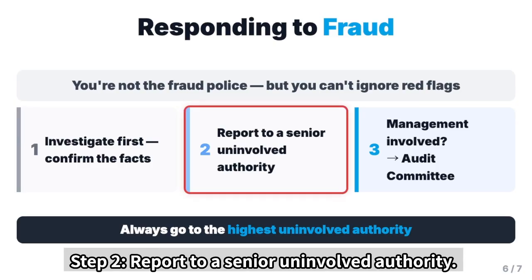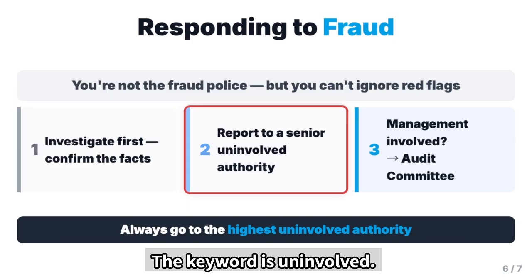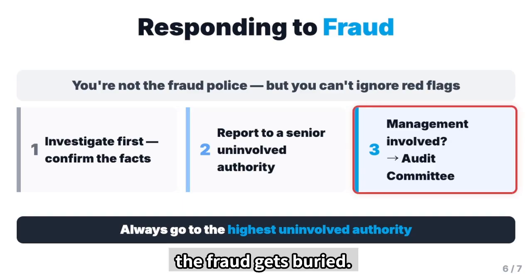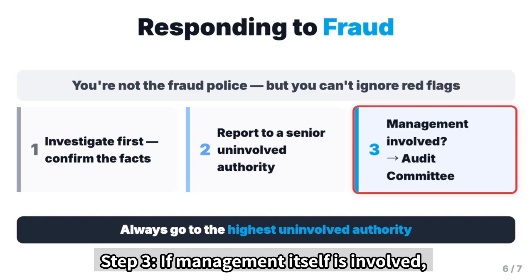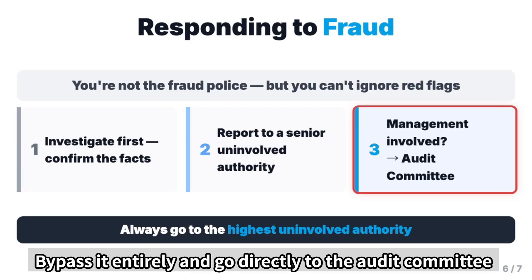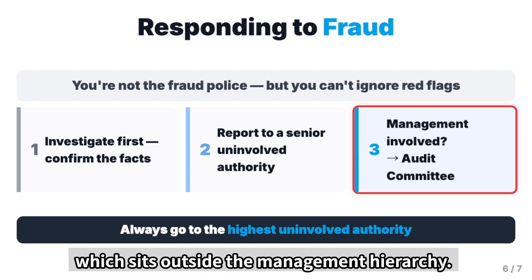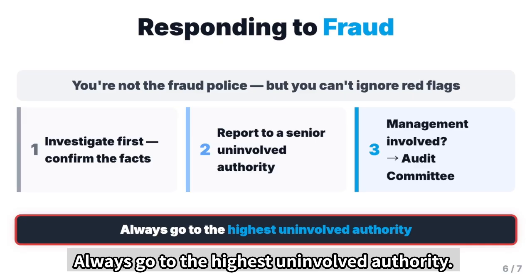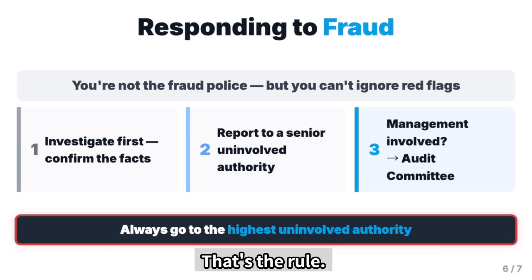Step 2. Report to a senior uninvolved authority. The key word is uninvolved. If we report to someone who's part of the problem, the fraud gets buried. Step 3. If management itself is involved, the normal reporting chain is compromised. Bypass it entirely and go directly to the audit committee, which sits outside the management hierarchy. Always go to the highest uninvolved authority. That's the rule.